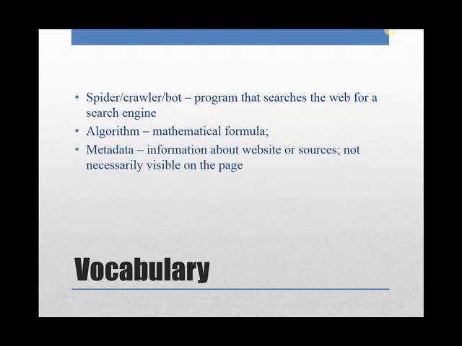As you saw in the other video, many search engines use a software program to search the web. They call that program a spider, a crawler, or a bot. An algorithm is the mathematical formula that's used by the search engine company to look for web pages and also to rank the results. The algorithm are the questions that you could say Google asks before they decide what to show you. But they ask these questions in mathematical terms, not in words. Metadata is the information about a website or sources that these spiders or bots are searching.